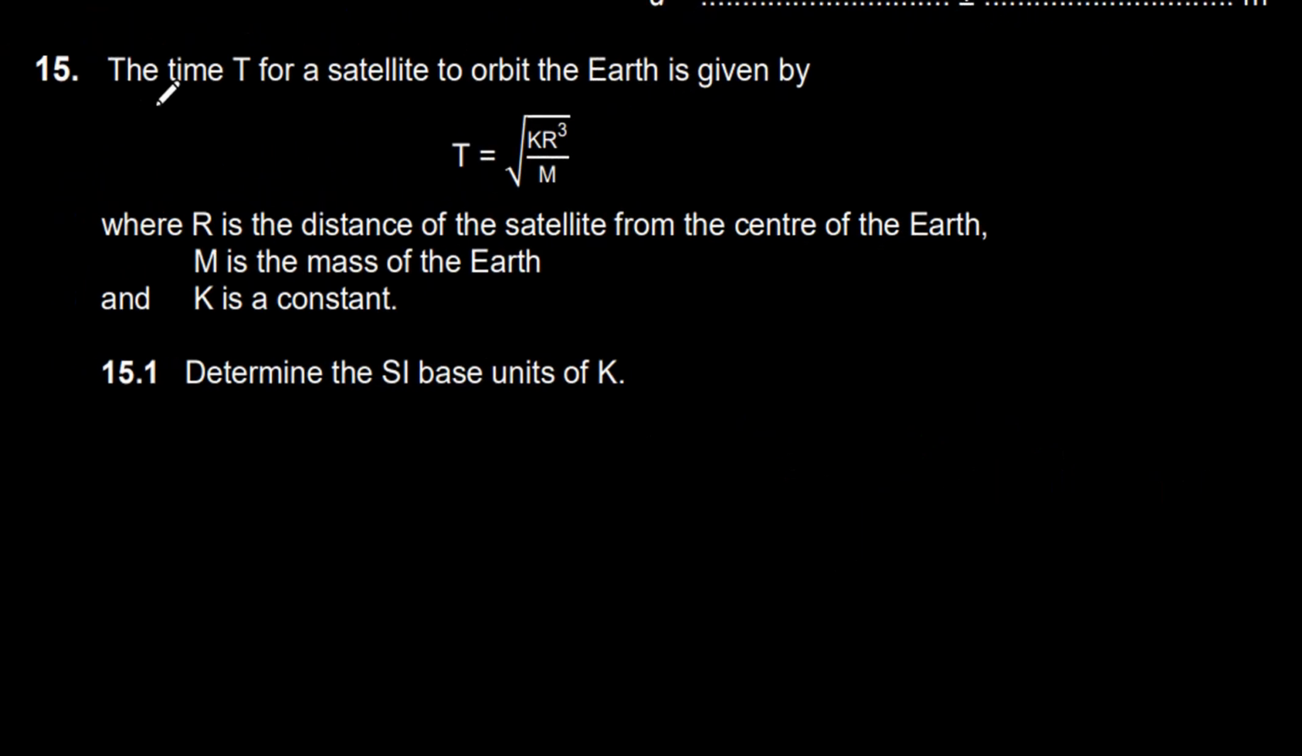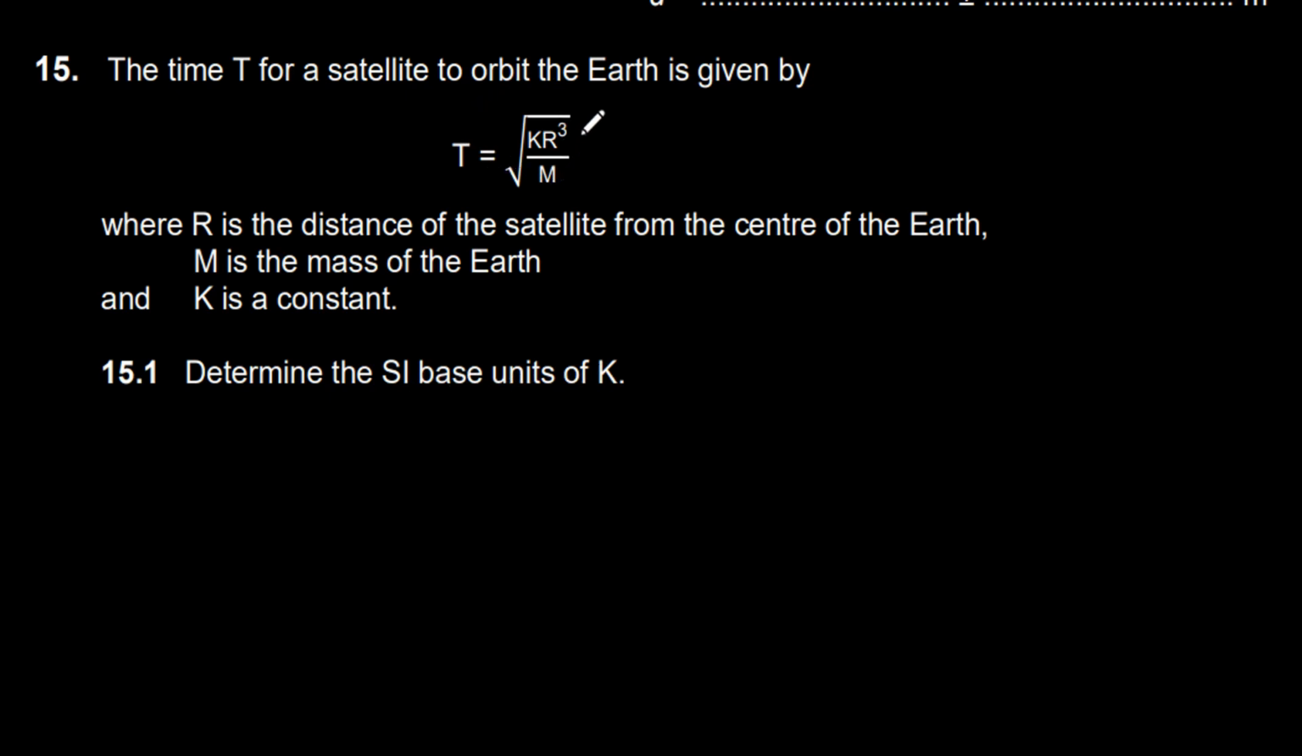In question 15 it says the time t for a satellite to orbit the Earth is given by this equation. So t equals the square root of kr cubed over m, where r is the distance of the satellite from the center of the Earth, m is the mass of the Earth, and k is a constant. It says in 15.1, determine the SI base units of k.